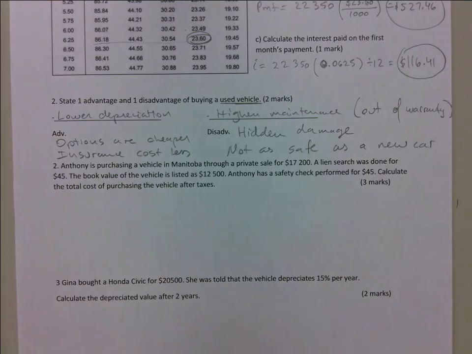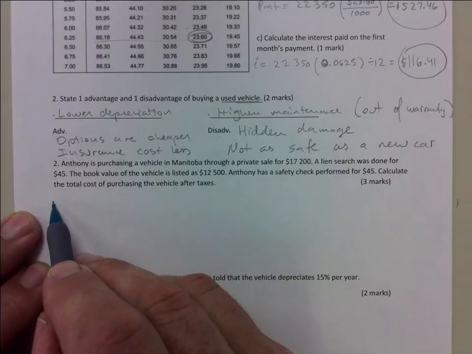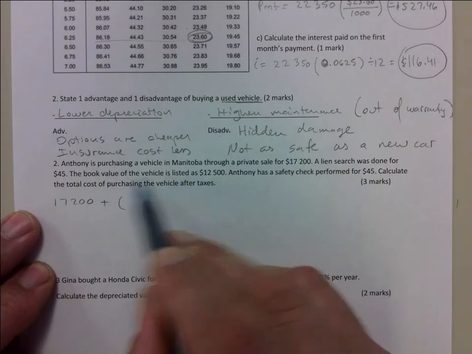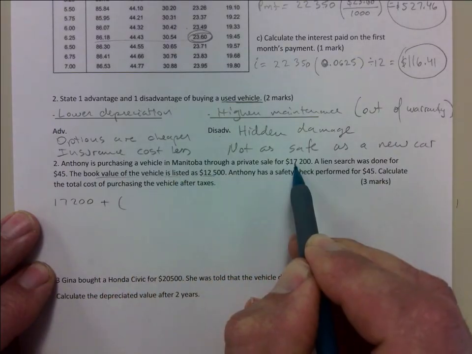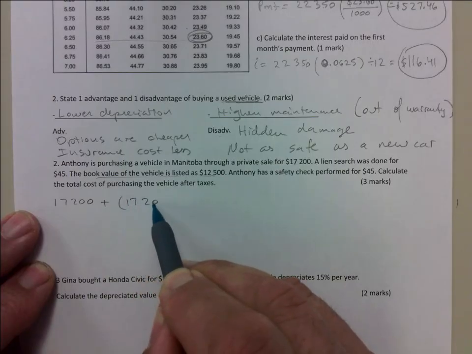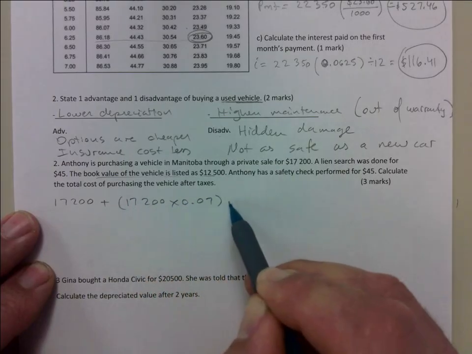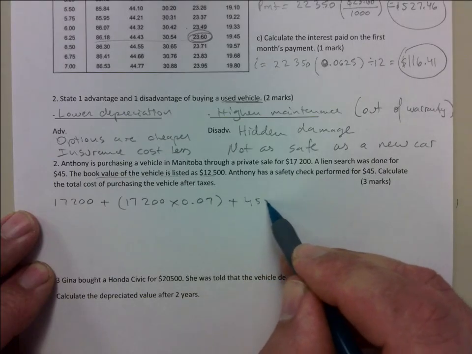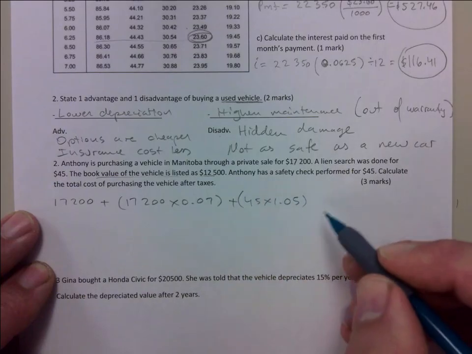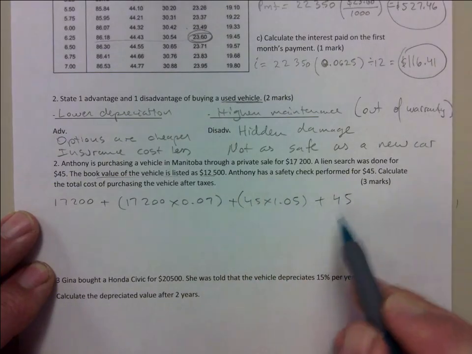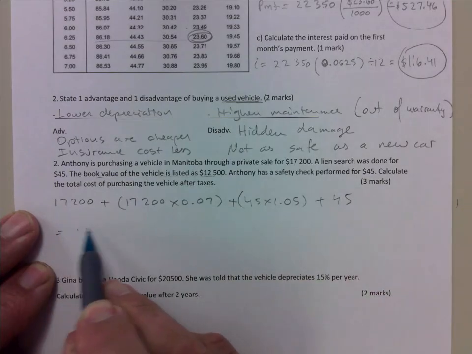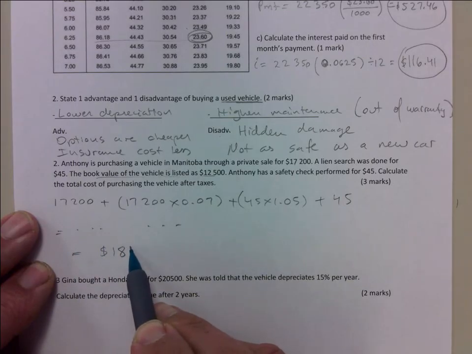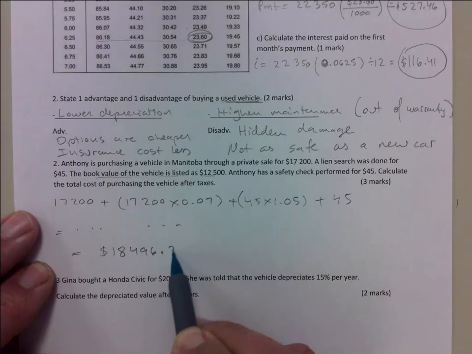Private sale. This is a private sale, so this is just 17,200 plus book value or actual value? Actual value. And $45 for the safety. There are no parts and labor, so I just tack on the 45 for the lien search. If you do all of this, I'll just cut to the chase here. 18,496.25 is your final answer.